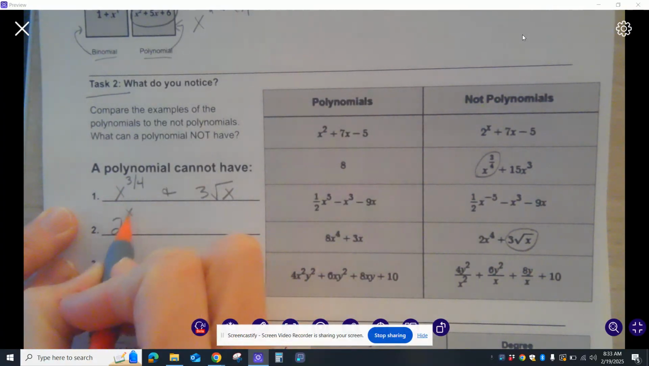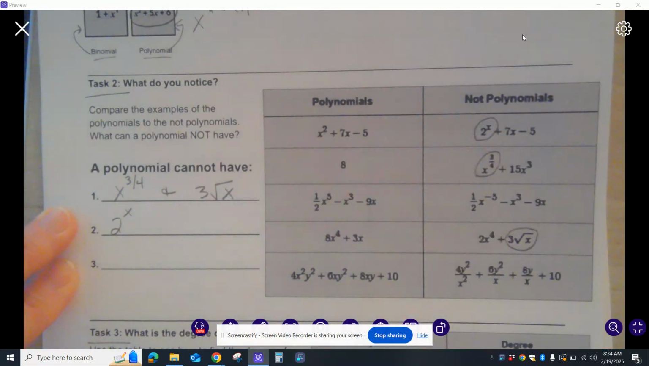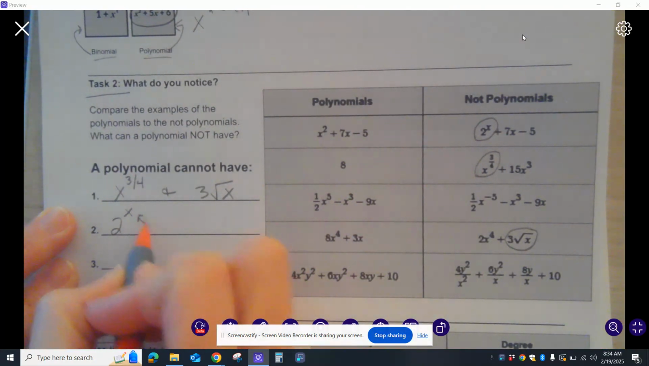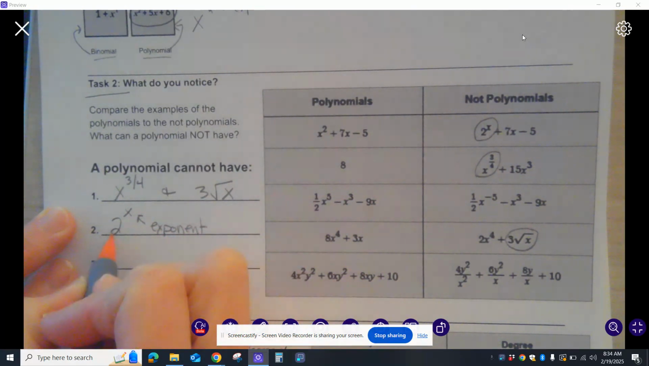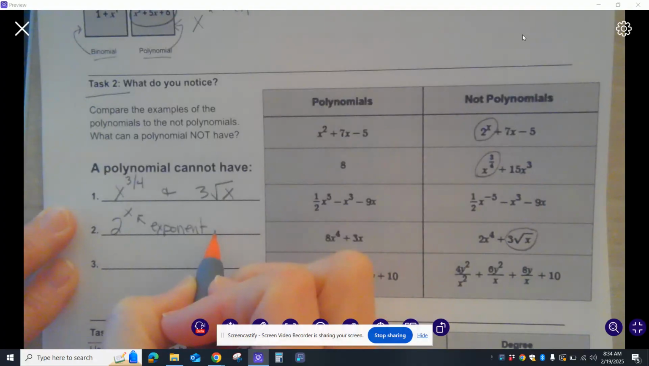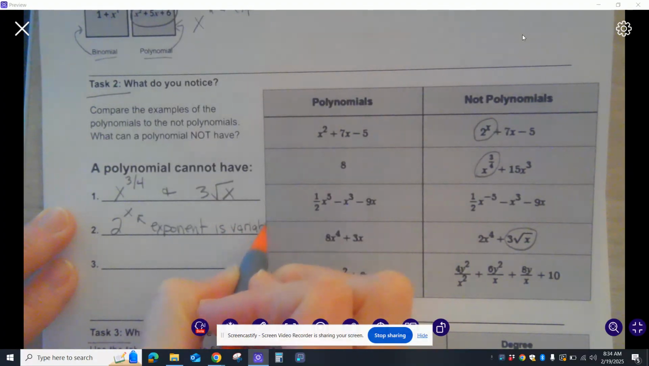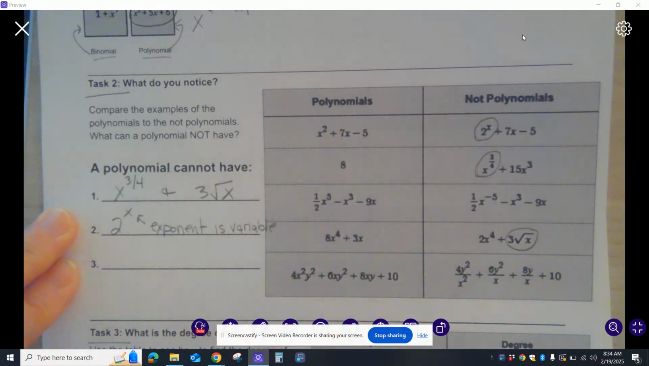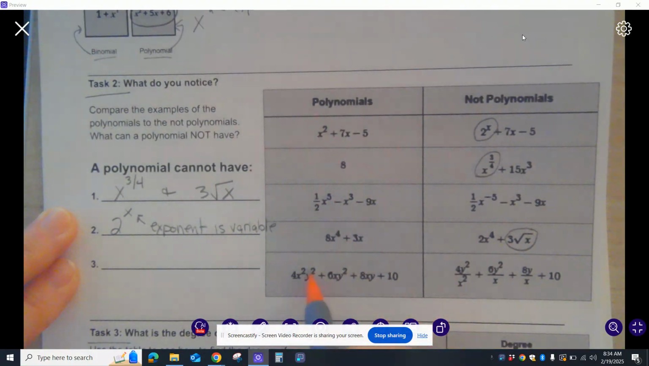This would also be not a polynomial, what you see in this first part. This exponent, it is an exponent because it's small and up high, but it's not a number, it's a variable. So the polynomials have exponents. They're actually very common, but they are always numbers. Remember, pause the video, make sure you're getting this in your notes.